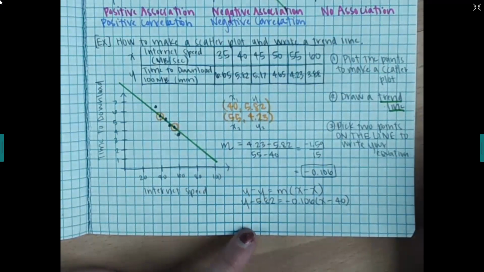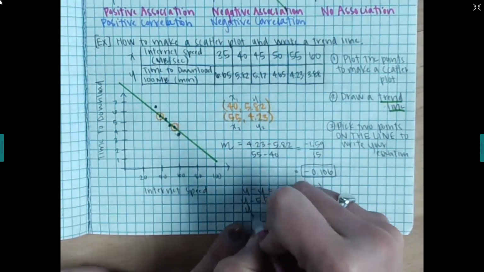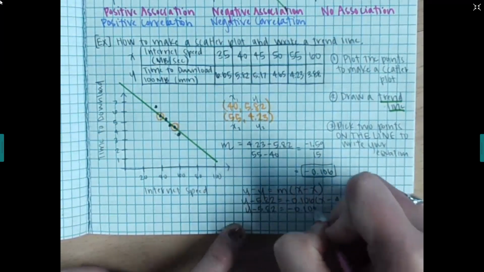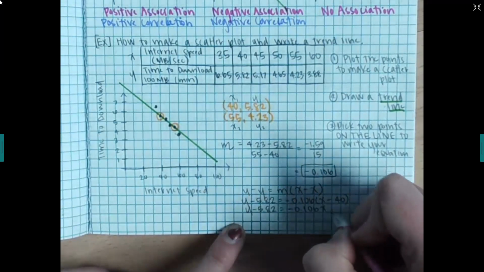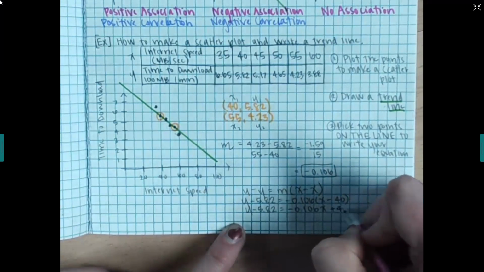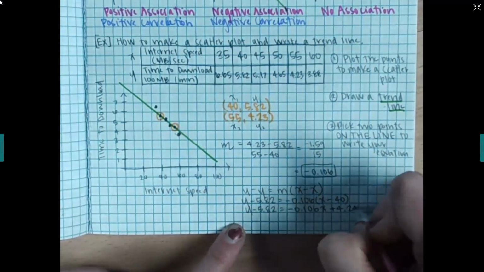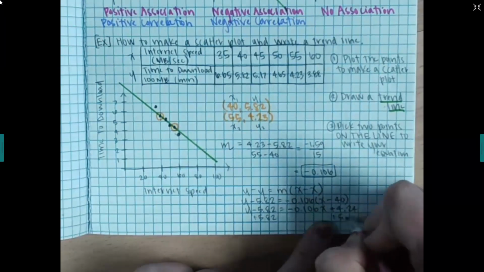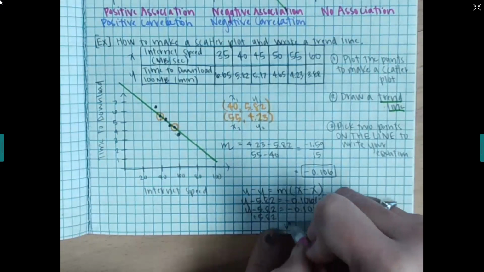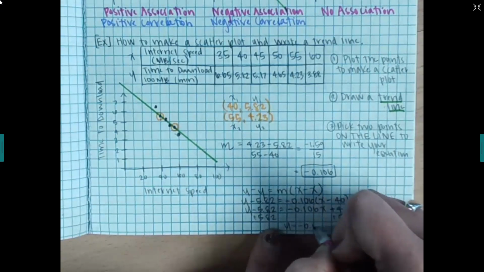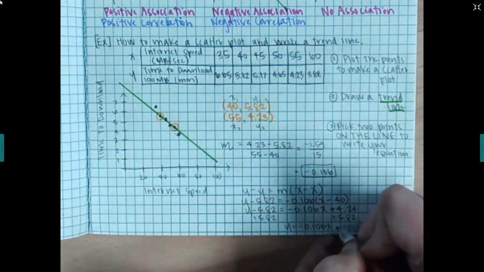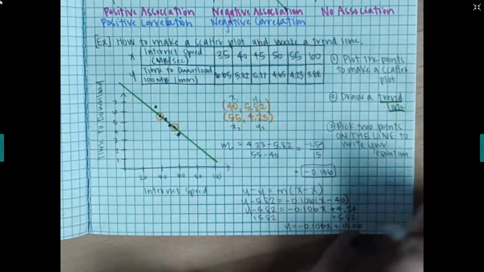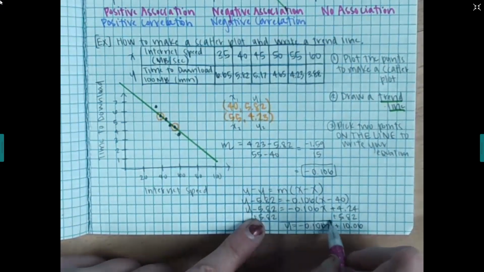First thing I need to do is distribute. So I get y minus 5.82 equals negative 0.106x plus 4.24. And then I add 5.82 to both sides. And I get y equals negative 0.106x plus 10.06.